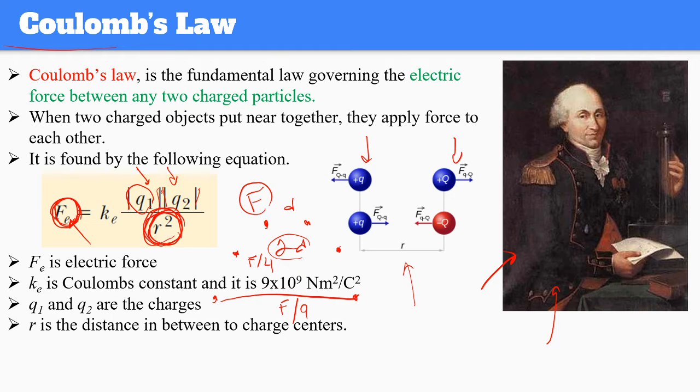And the other thing that we have in the equation, when he did the calculation, he was always figuring out that there's an extra number. And this extra number is Coulomb's constant. And this Coulomb's constant is a large number. It's 9 times 10 to the power of 9.